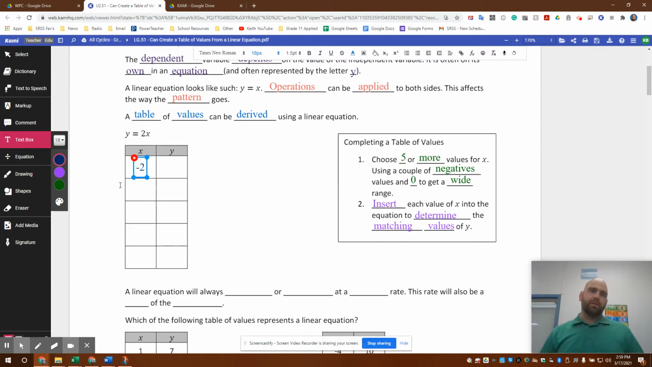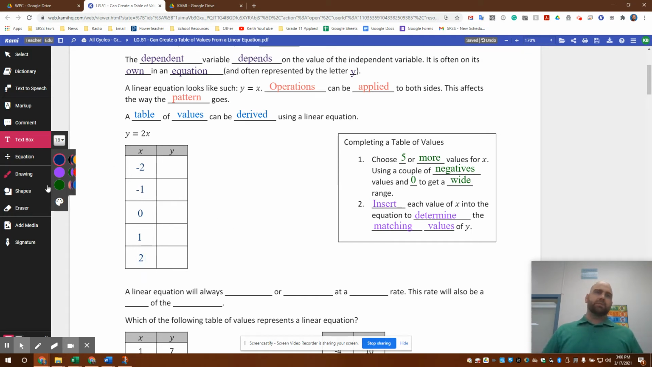Well, let's not do that. Okay, I'm going to use -2, -1. These are some of my favorites to use. I like using these because we have some positives, some negatives. This is going to be 0, and then we're going to go up to 1, and then 2. So you'll notice that we have a couple negatives, we have 0, and then we have a couple positives, which is really going to give us an opportunity to see what this equation does.